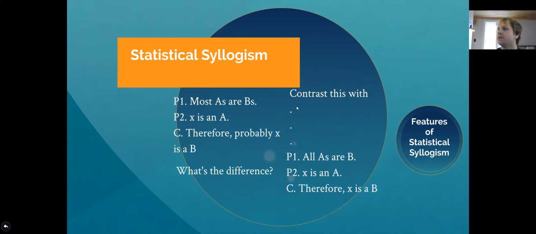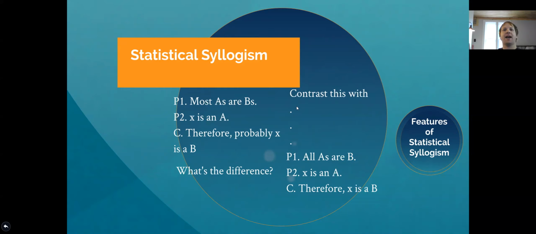So think about how you would diagram, think about an Euler diagram for the second argument on the right. You would have the big category B, you'd have the smaller category A inside of B, and then you would probably say that, hey, there's an X inside of A, and so since everything in A counts as a part of B, then we may conclude that X is a B. Well, most here is going to show that, in fact, we can only ever say that it's probably the case on the assumption that those premises are true.